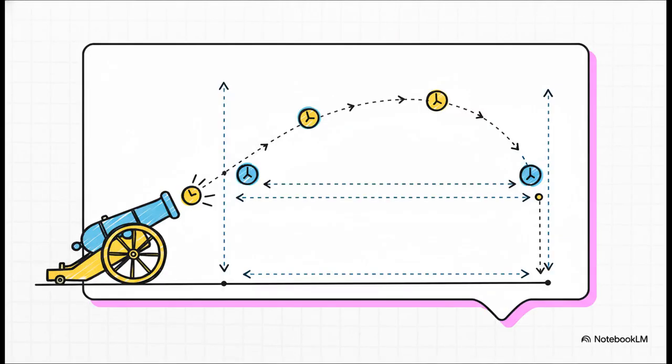So we have these two completely separate journeys, the horizontal and the vertical. What's the one thing that ties them together? It's time. This is the crucial point right here. The object is moving sideways for the exact same amount of time that it's moving up and down. That shared time of flight, that is the golden key. It's what lets us connect the two motions and solve the whole puzzle.